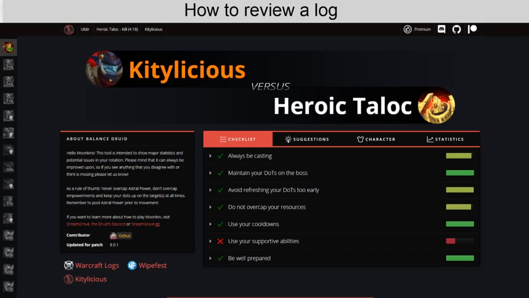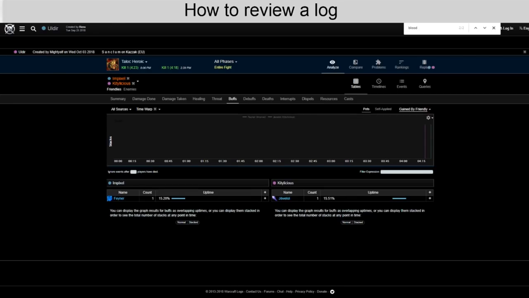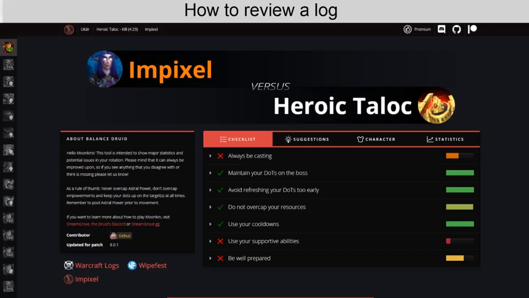Yep. And right here we have the two logs auto populated in the Wowanalyzer. So basically you take your log and throw it inside Wowanalyzer, and it'll pop up, and then you just select your name, and then it'll show this screen. And so we have it right here for Kitty, and I'm Pixel.